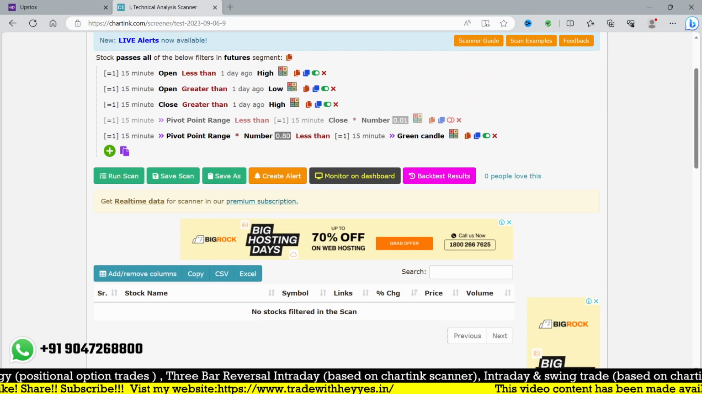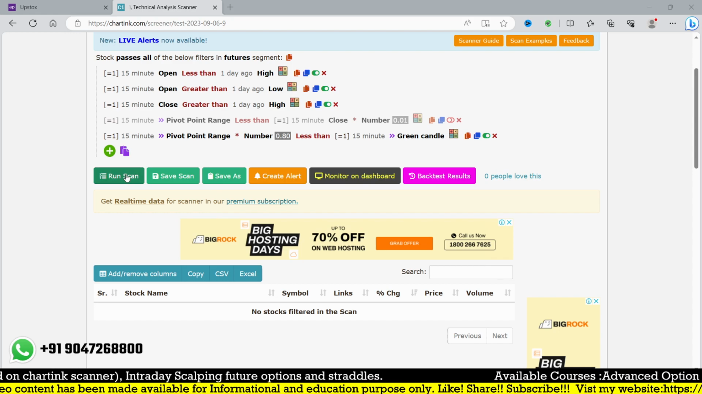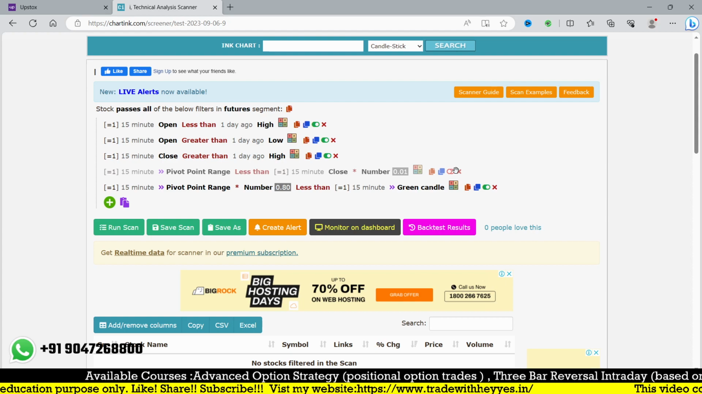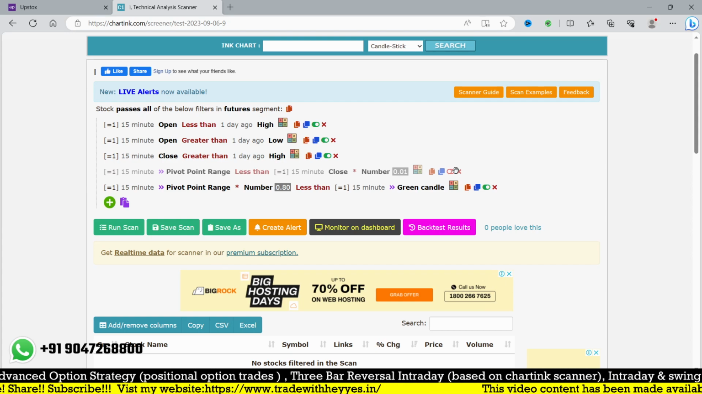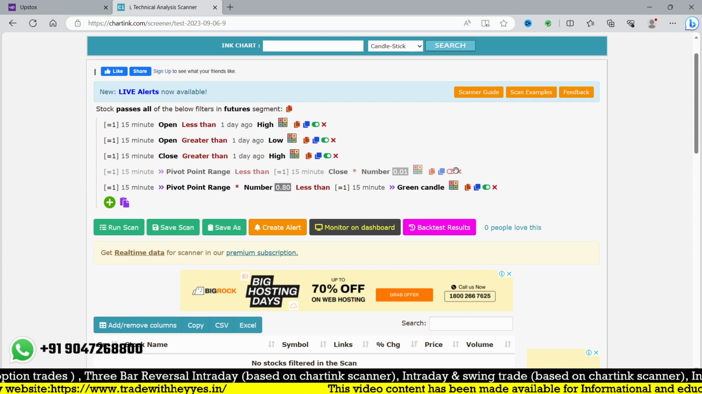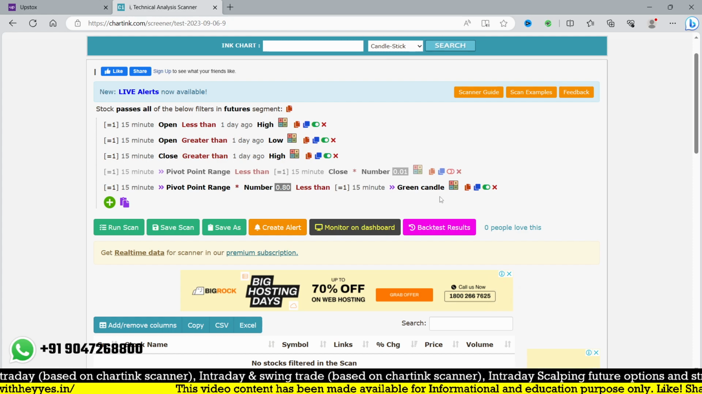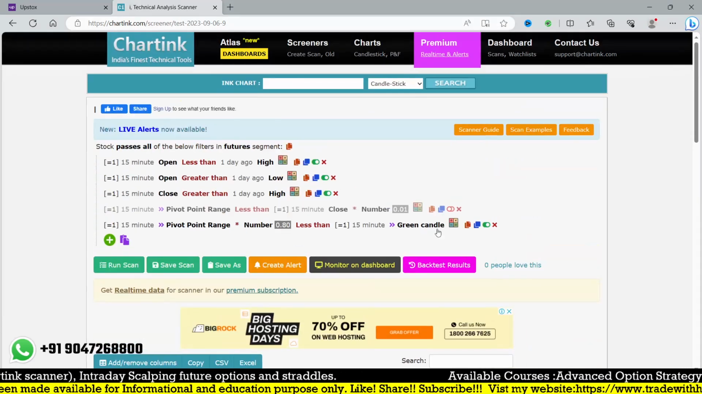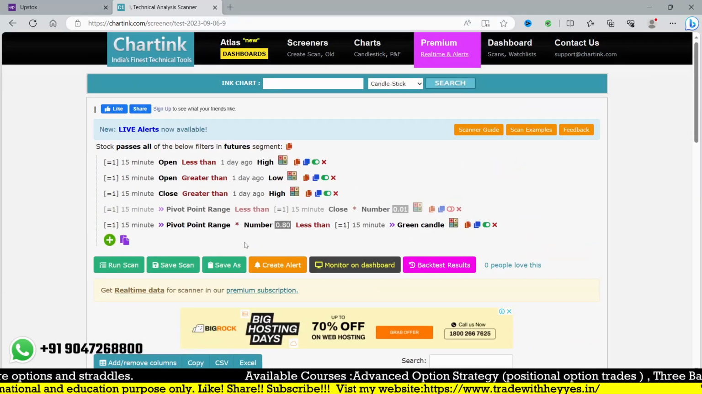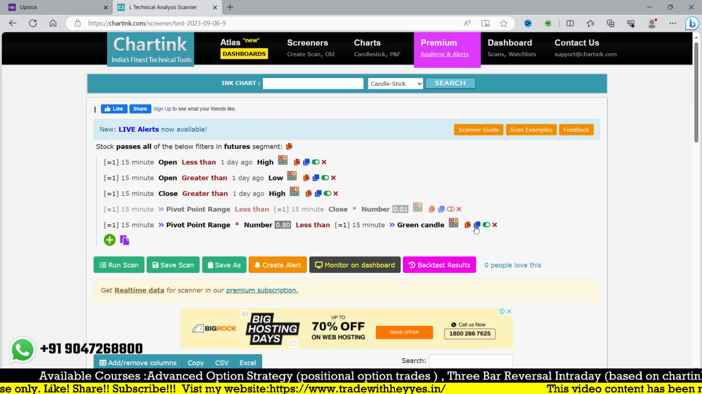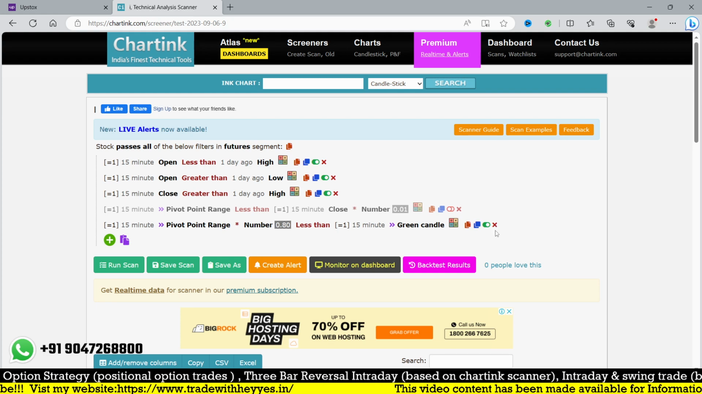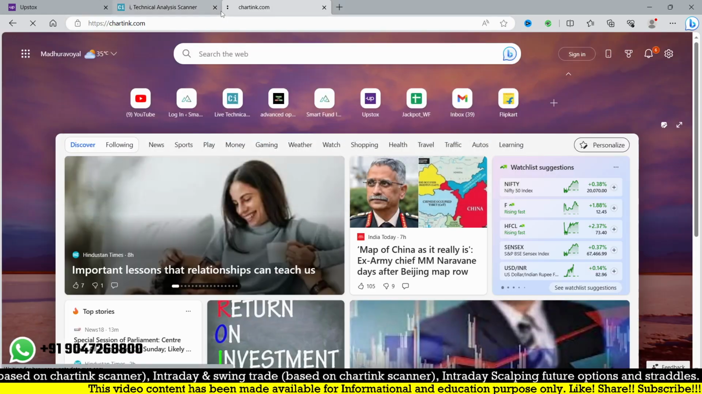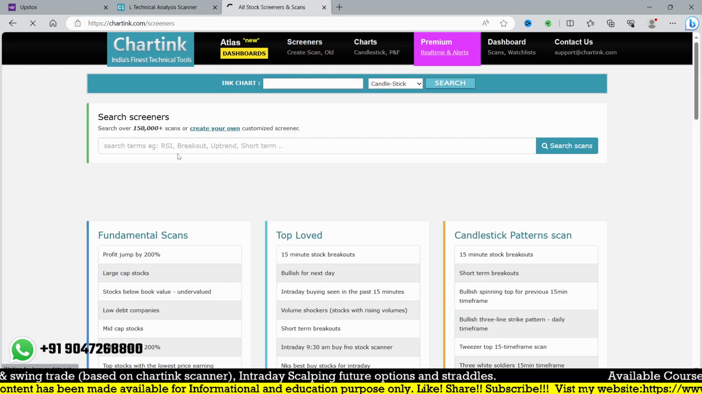Just a second, let me check this. We don't get any stocks if we remove these conditions. Why is it not working? I think we don't get it. Maybe there is one more condition. So why is it not showing? Let's check with that. I don't want to waste your time at this moment, so let me check with a new scanner whether it is working or not. So let me go and create a scan.